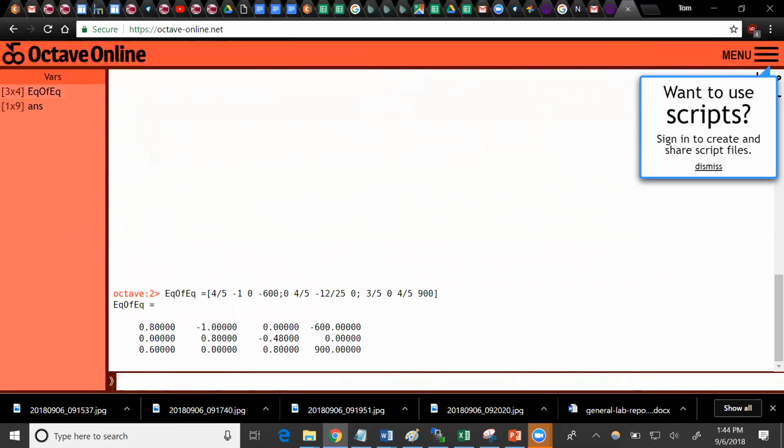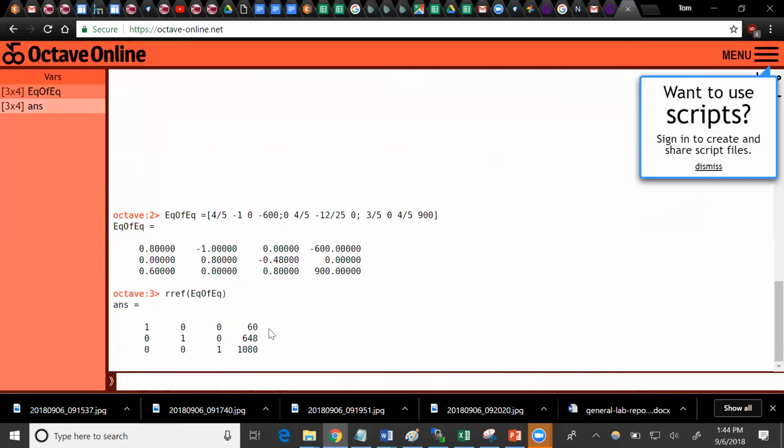So you see this, and all we've done is we've put all just the numbers, the coefficients in front of all those unknowns. These are the x components of the unknowns. I mean, these are the coefficients of F1, F2, F3, and so on. And then all you can do is you just say RREF, which is row reduced echelon form of your equation of equilibrium. That'll give you those numbers.